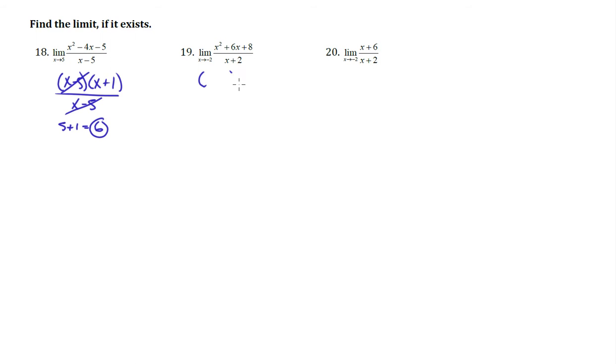This one here, let's see if this factors out. Let's see, hopefully it's got an x plus 2 as a factor. Factors of 8 that add up to 6 are 4 and 2. And they have to add up to 6, so x plus 4 and x plus 2, so that works. And then x plus 2 here, those reduce out, and we put -2 plus 4, gives us that this limit here is 2. Okay, now 20.